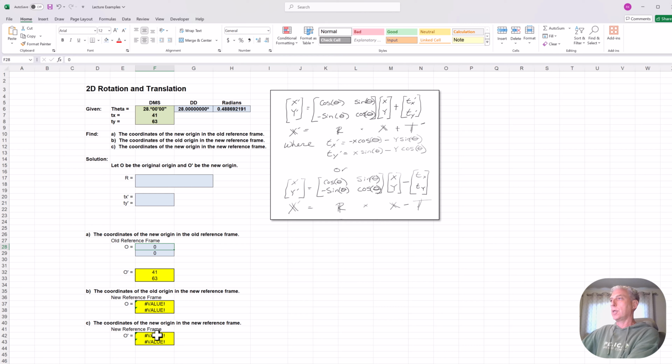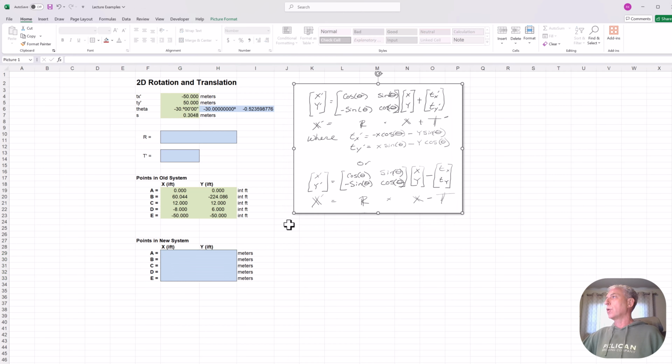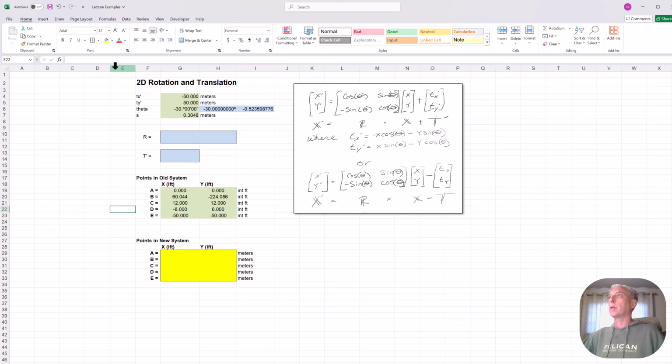And let's see, the example we're doing is part C. Parts A and B are for other coordinates. Am I in the right example here? I'm not in the right example. Let me go find the right example. There we go, here it is. So again, I have my formulae, very helpful, in fact, imperative. And then in the green boxes, I have my givens. And this is going to be my solution, so I'm going to make that a different color. Make that yellow and bold.